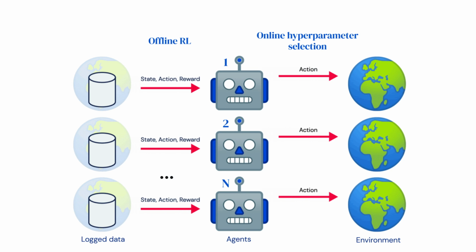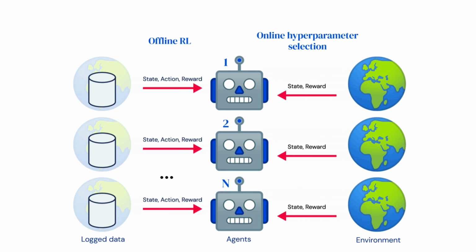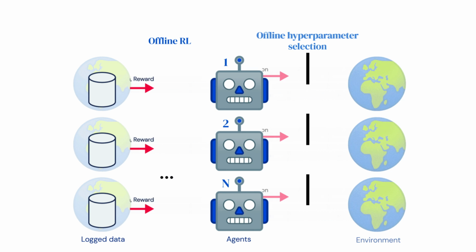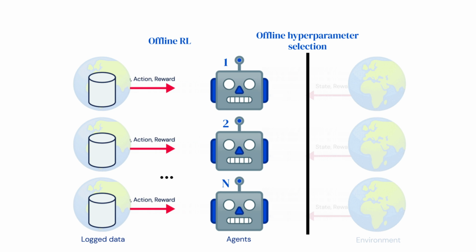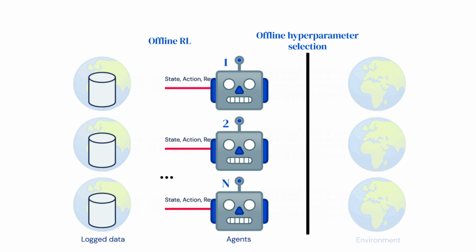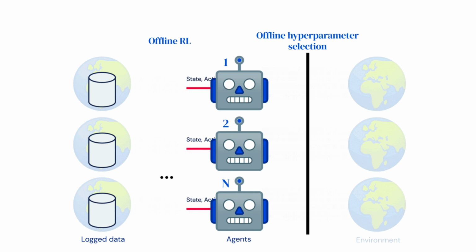We know that offline reinforcement learning can make RL more widely applicable by allowing us to learn policies purely from log data, and this can be very useful when interaction with the environment is impossible or very expensive. Our paper addresses a major open issue in offline RL. How do you pick good hyperparameters when you cannot interact with the environment?